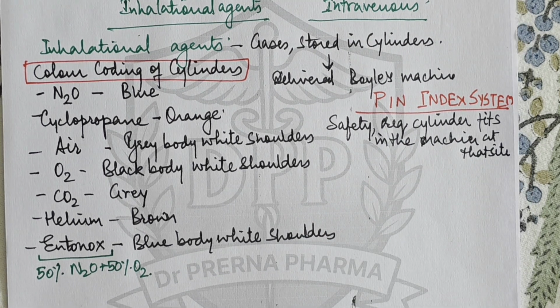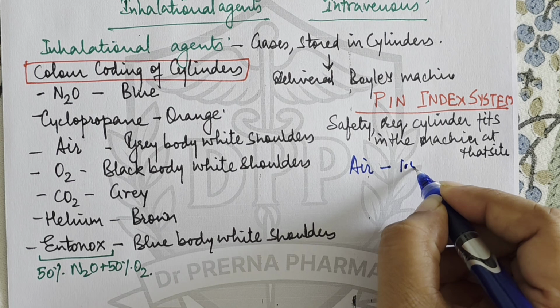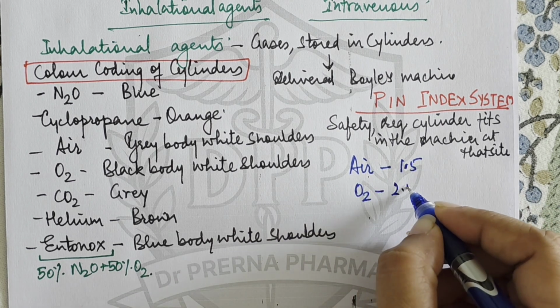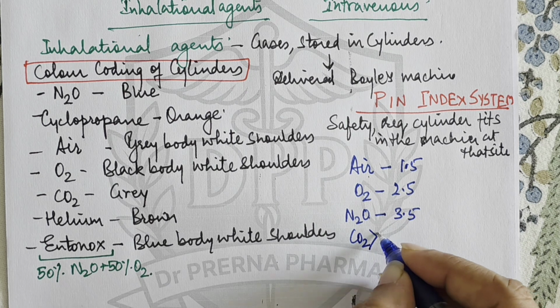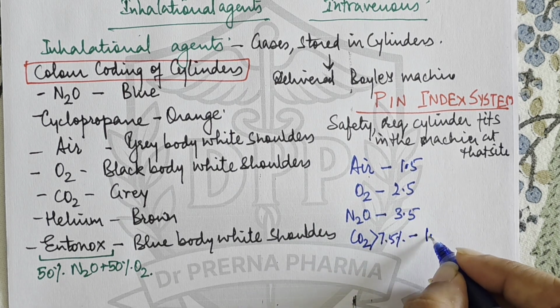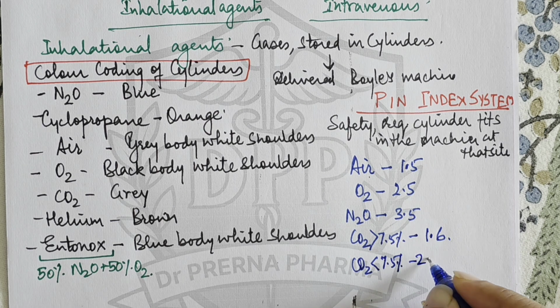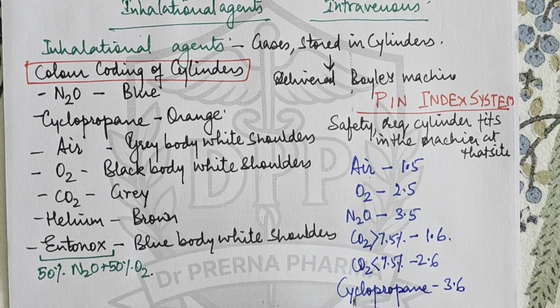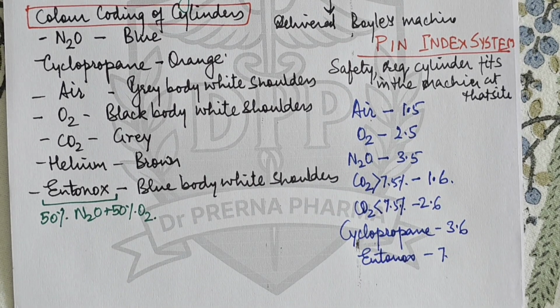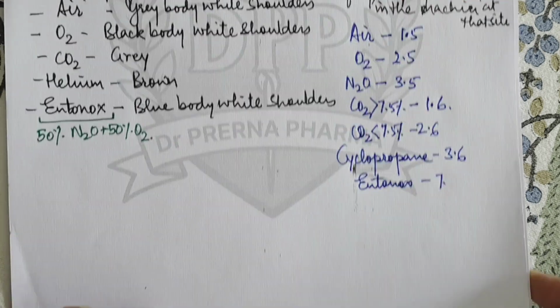Now what are the various pin index numbers? Air has pin index number 1.5, oxygen has 2.5, N2O has 3.5. Carbon dioxide more than 7.5%, hyperbaric carbon dioxide, is 1.6, then a normal CO2 less than 7.5% is 2.6, cyclopropane is 3.6, and Entonox is 7. So these are the pin index numbers. To remember the color coding, you also have to remember the pin index.